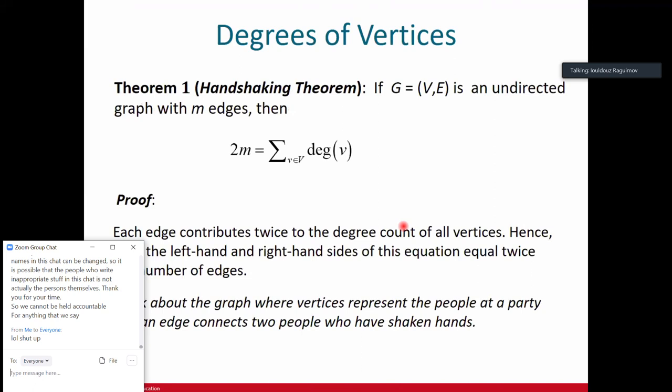Okay, so now the theorem for undirected graphs. It was one of the first theorems in graph theory. If G is an undirected graph with m edges, then 2m equals the sum of the degrees of all vertices.